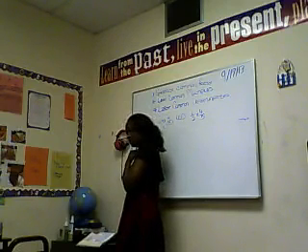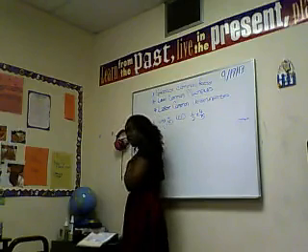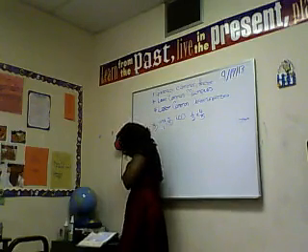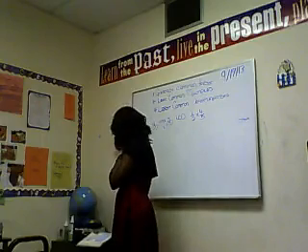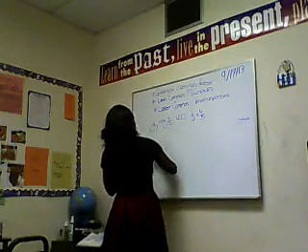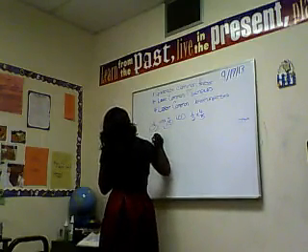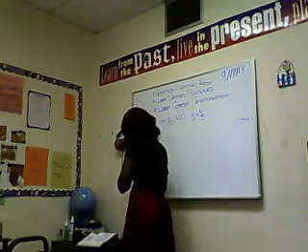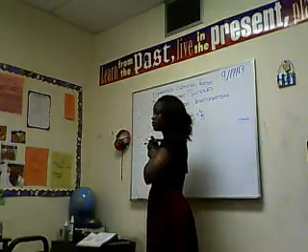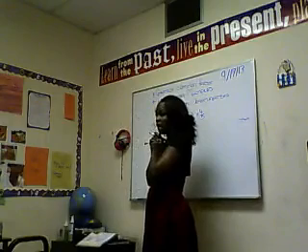Look at number 2. What's the LCD for 5/6 and 1/9? I'm sorry, 5/6 and 1/9. 18. 18. So what's the first thing I need to do? Find the least common multiple of what?